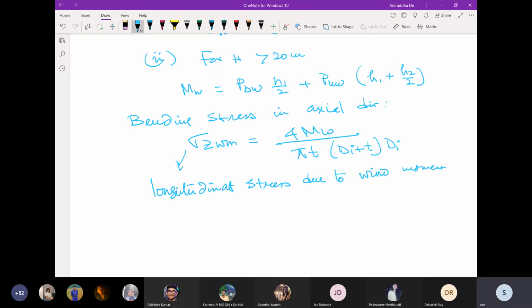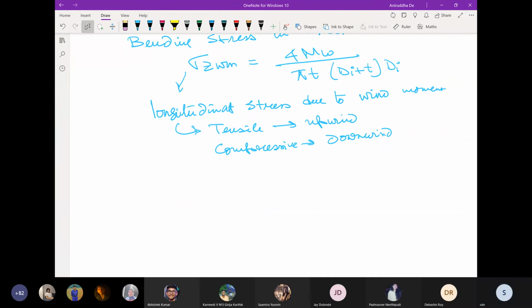Wind moment, and this is tensile for the upwind side, there is compressive for the downwind side. Okay. Next stress that we are going to consider is stress due to seismic load.